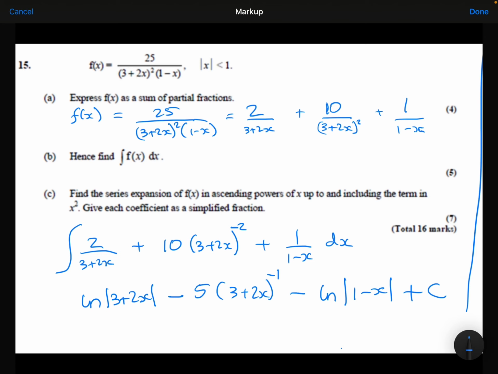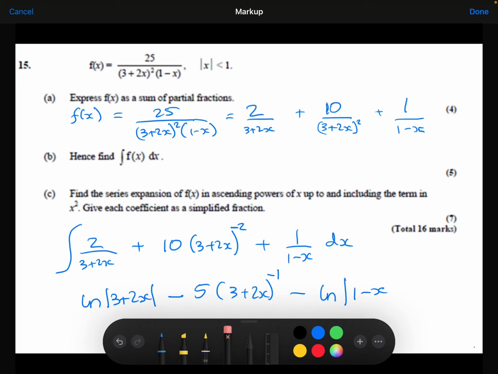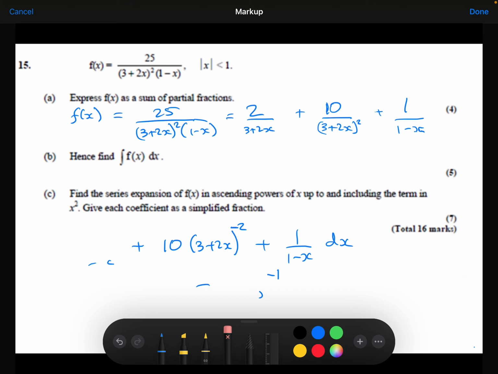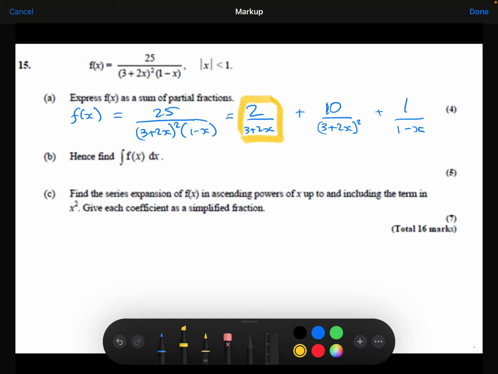Right, moving on for part C. Find the series expansion of f of x in ascending powers of x up to and including the term in x squared, giving each term as a simplified fraction. So we are going to have to expand each one of these terms, each one of these expansions using the binomial theorem, and then collect up the like terms.